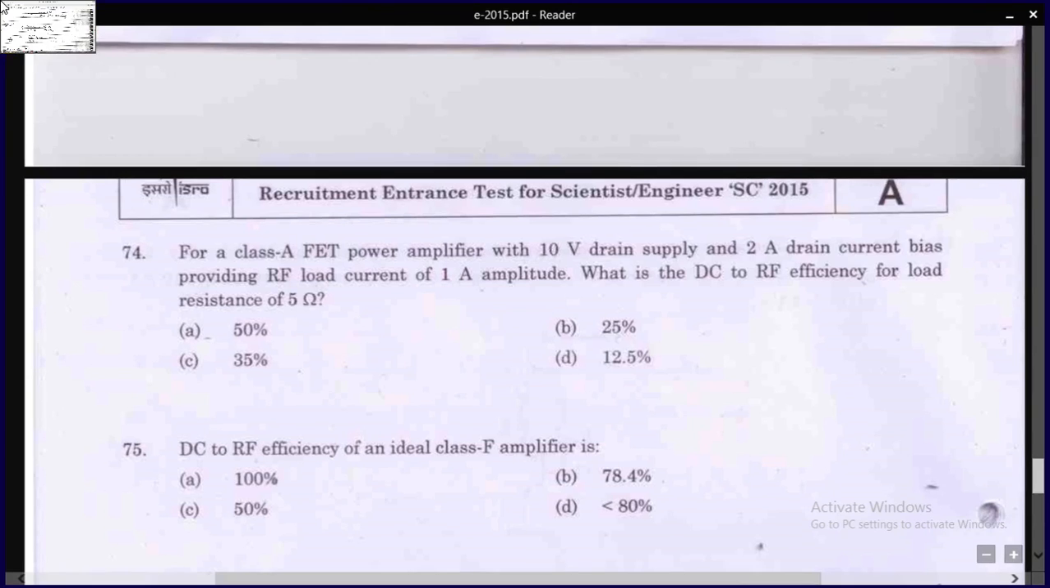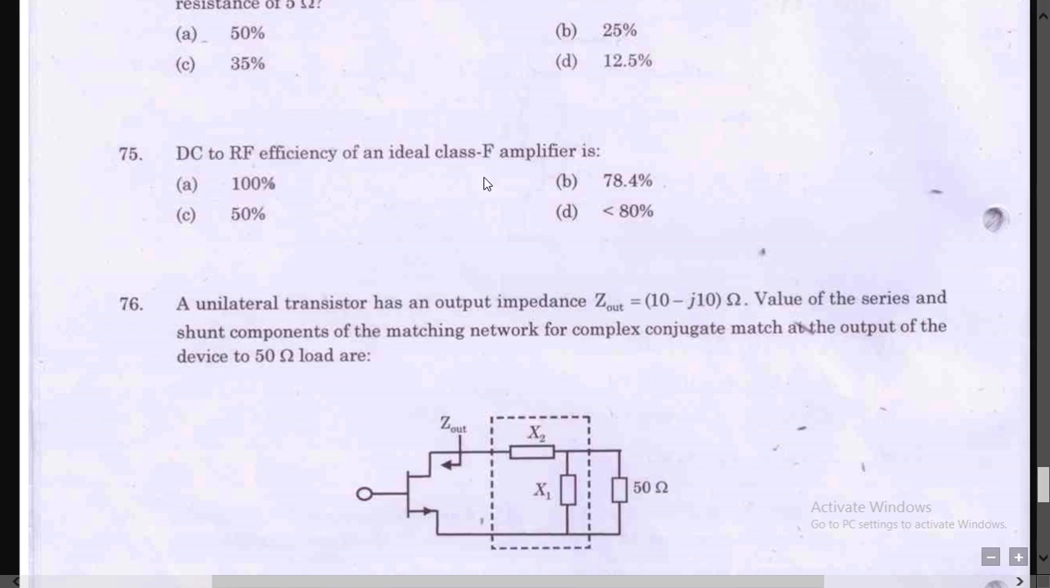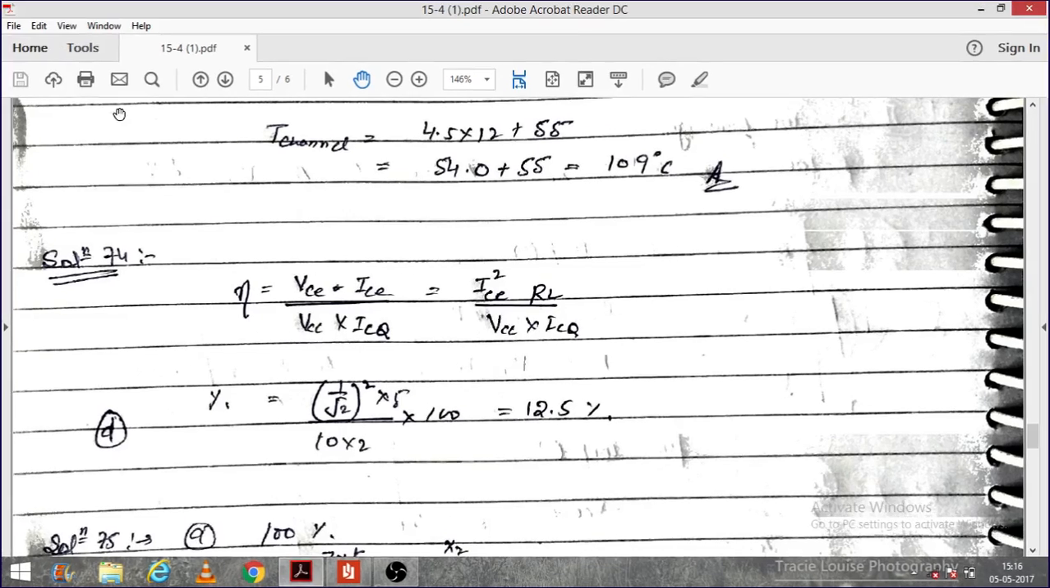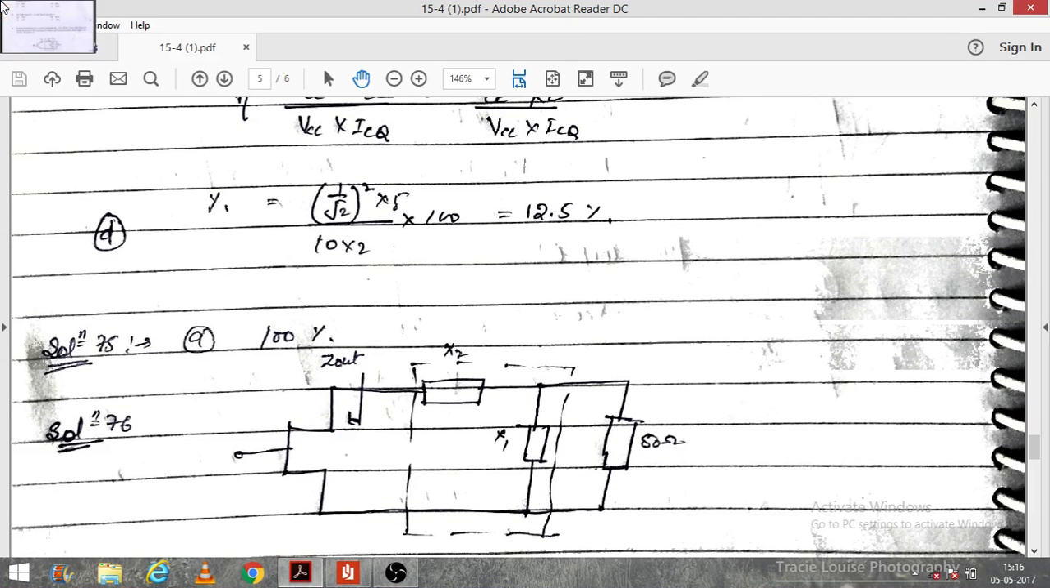Now we are moving to the DC to RF efficiency of a class F amplifier. That is 100%. So A will be the correct option in that.